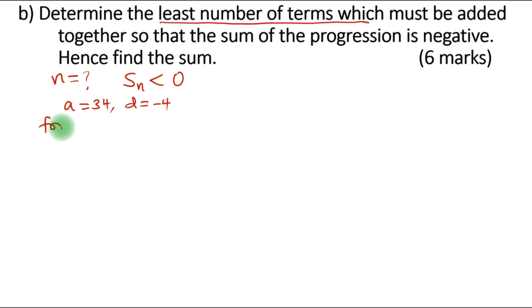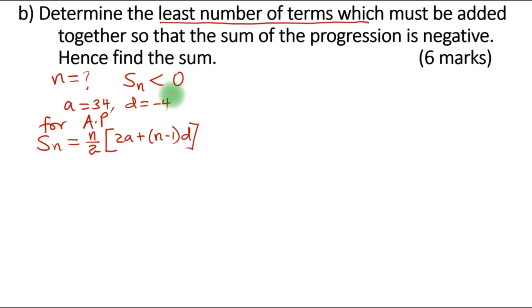So for an AP, arithmetic progression, the sum of n terms is given by n over 2, open the square bracket, times 2a plus, in rounded brackets, n minus 1 multiplied by the common difference, close the square bracket. Therefore, the sum.